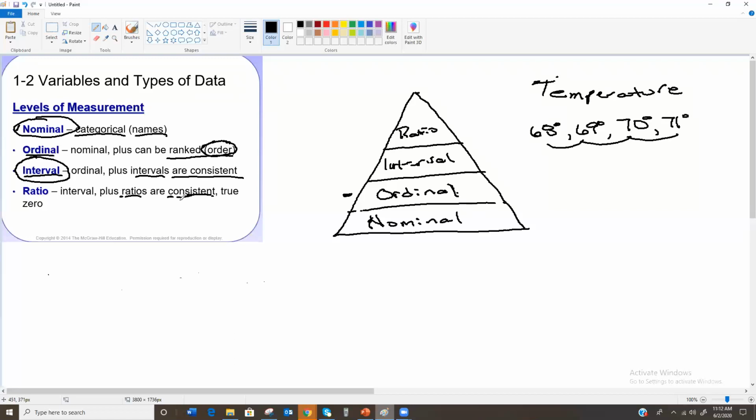When I say the ratios are consistent, I'm saying that if I say a temperature of 40 degrees versus a temperature of 80 degrees, does that mean it's twice as hot? When I multiply something or cut something in half or in thirds, does it mean what it should mean if you double something or cut something in half? Is 80 degrees twice as hot as 40 degrees? Could we really say that legitimately?